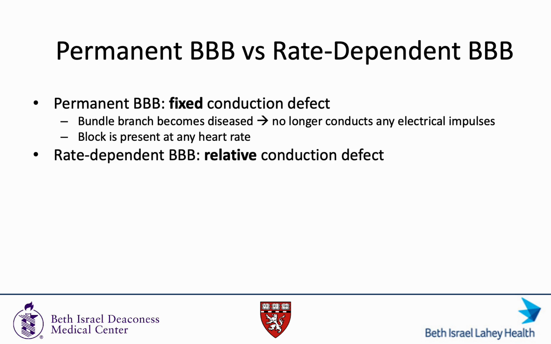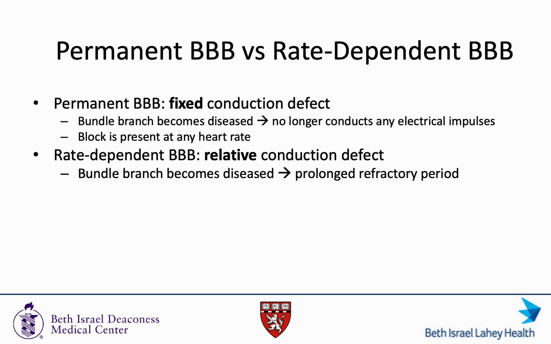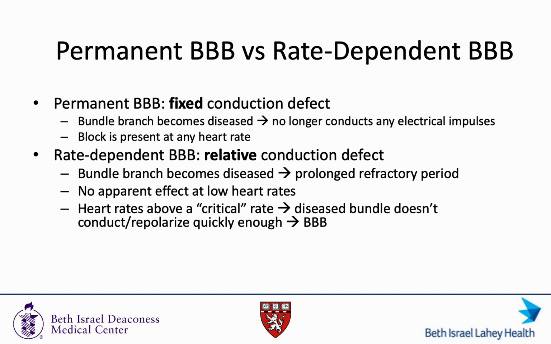This is to separate this phenomenon from a rate-dependent block, which is a more relative defect. In this case, while the bundle branch is diseased, this manifests slightly differently as a prolonged refractory period, delaying the rapidity with which the bundle can repolarize and prepare to conduct another impulse. There is therefore no real effect noted at low heart rates on the EKG, but above a critical heart rate, the diseased bundle will not conduct quickly enough. This causes a rate-dependent bundle branch block.